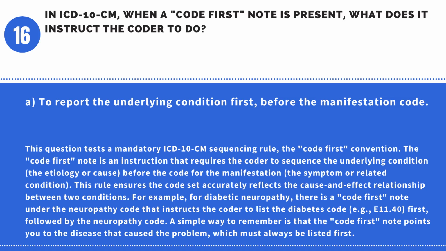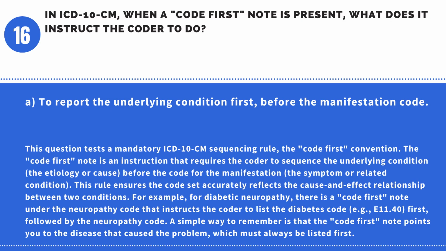This question tests a mandatory ICD-10-CM sequencing rule, the Code First Convention. The Code First note is an instruction that requires the coder to sequence the underlying condition, the etiology or cause, before the code for the manifestation, the symptom or related condition. This rule ensures the code set accurately reflects the cause and effect relationship between two conditions.